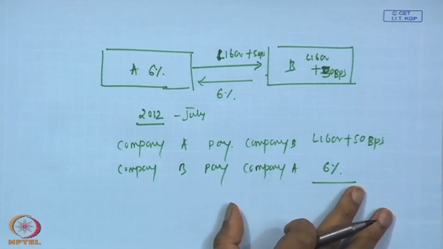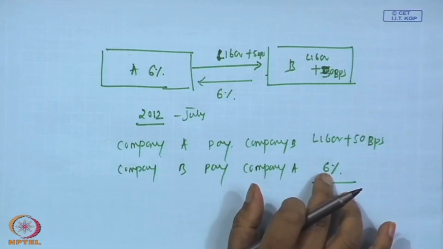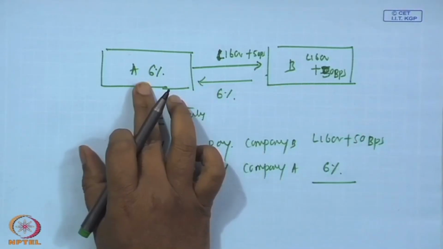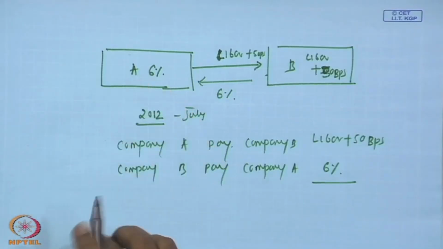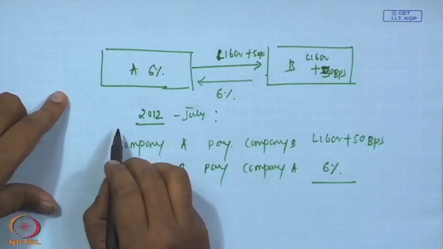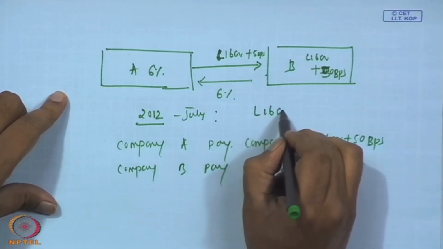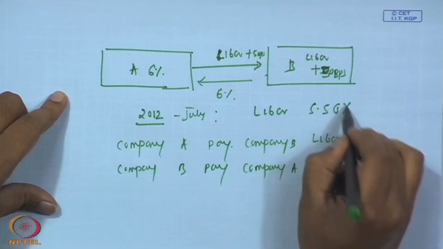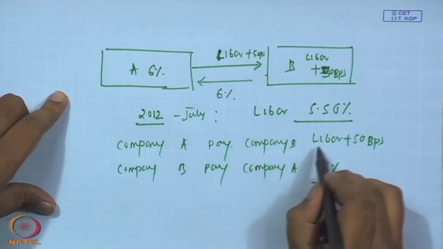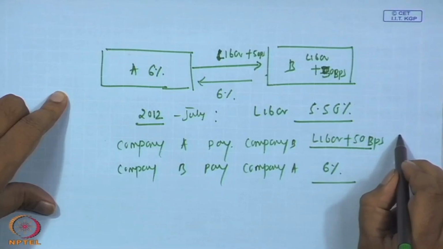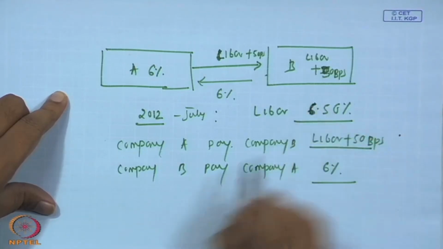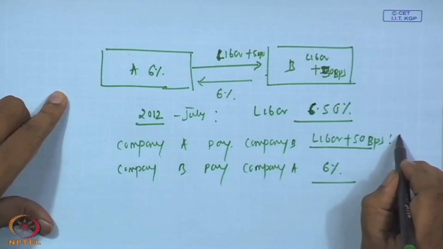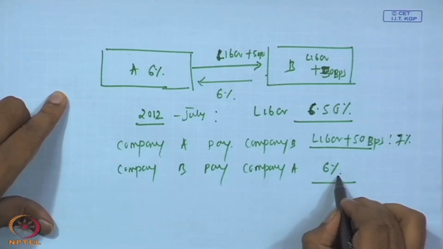This is the transaction that takes place, floating to fixed. Company B is converting its floating to fixed, and company A is accepting the floating. Now suppose in July 2012 the one-year LIBOR is around 5.5%. Adding 50 basis points, it becomes 6.5% in place of 6%, so this will be 7% and this will continue at 6%.